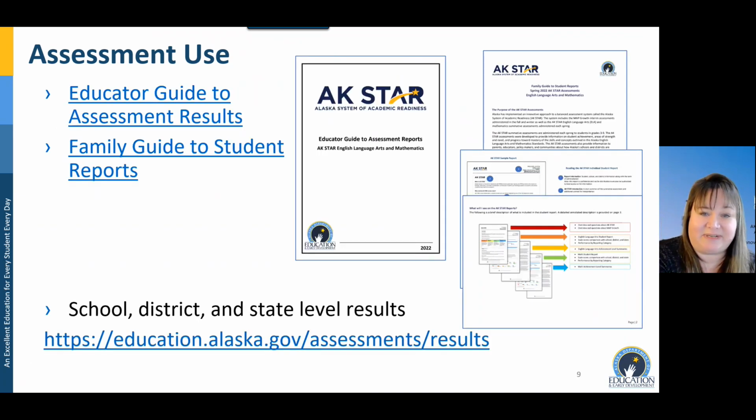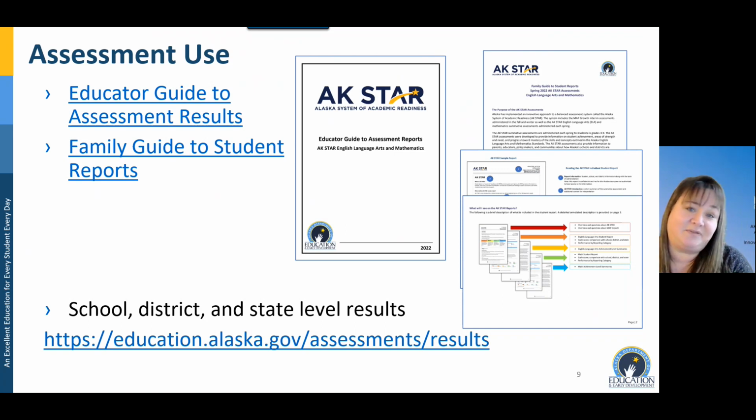An educator guide to assessment results is available for AK Star. This guide is extensive, it's 80 plus pages, but it really is an educator's one-stop shop for everything related to reporting. It talks about the AK Star test design and includes a list of item types and examples for each item that a student may see during the spring assessment. It has examples of each report with annotations explaining sections of each of those reports. And the guide also has step-by-step instructions on how to access all of the different reports.